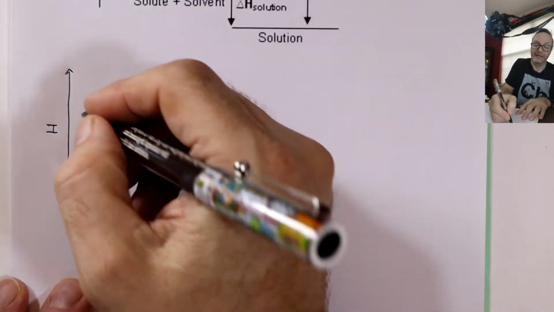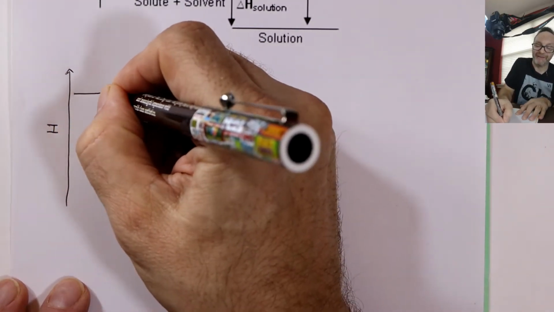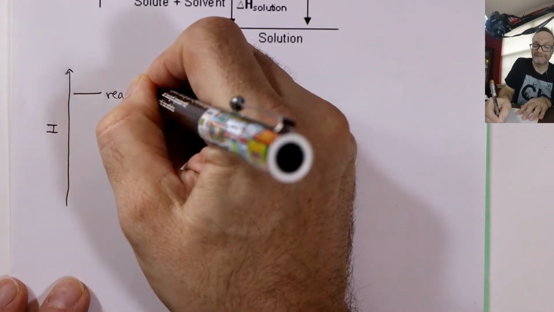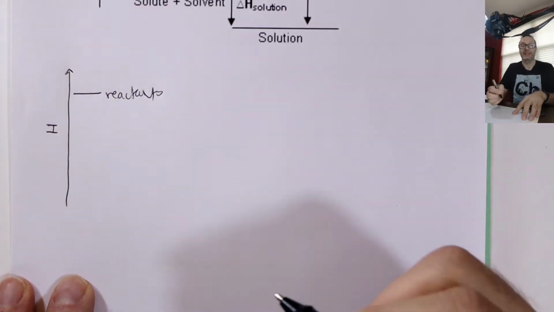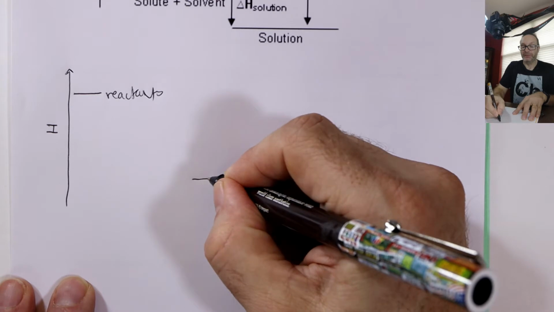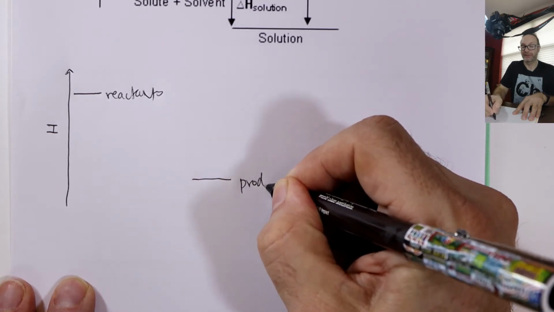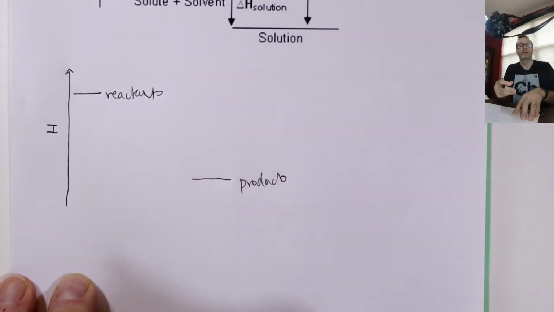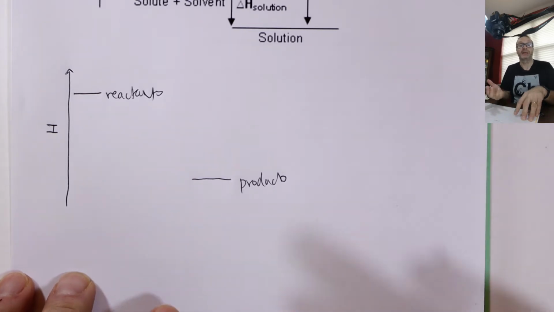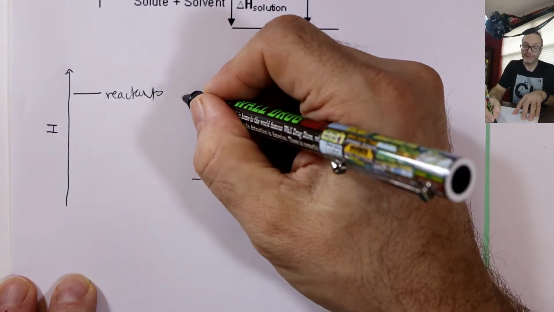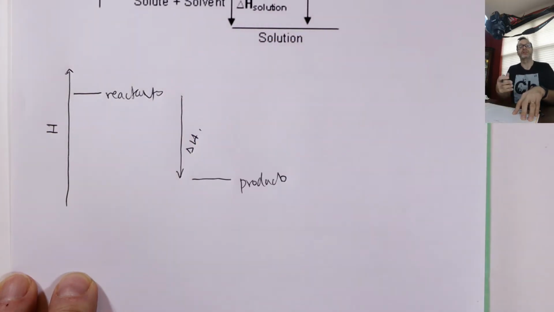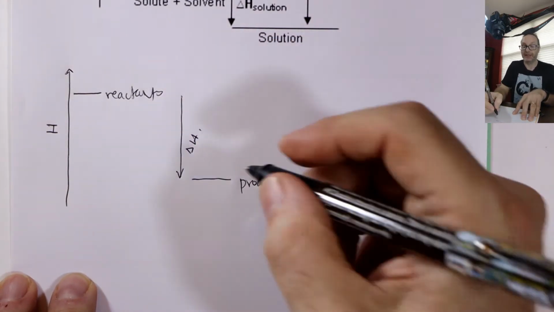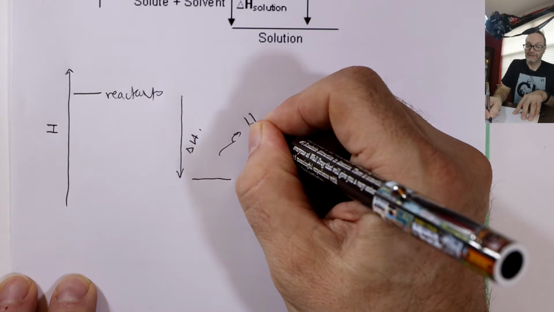Okay, so let's talk about that. If I have reactants here, now I break all those bonds, which costs energy, and then I reform them to make products. The reverse process gives me energy back, and we like to say delta H is negative. There's a loss of stored energy, and that comes out as heat.